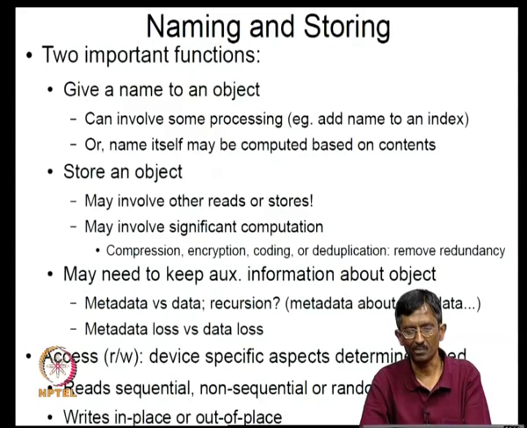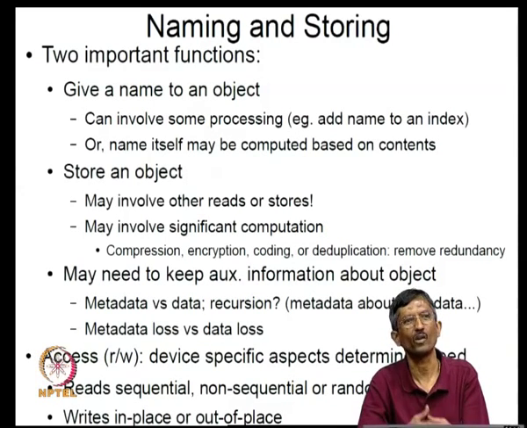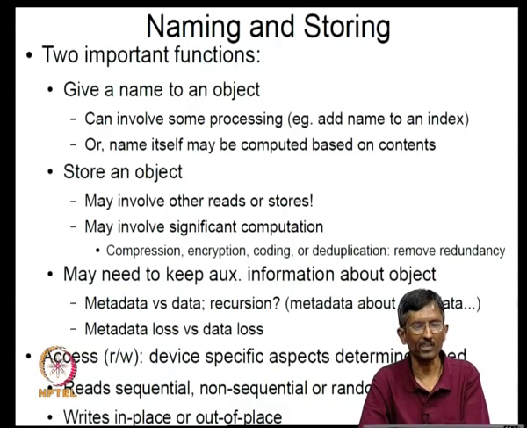So if you don't have some auxiliary information, then you have to go through the whole document again to figure out what it is. So, this auxiliary information about an object is basically called metadata. That is data about data, metadata.